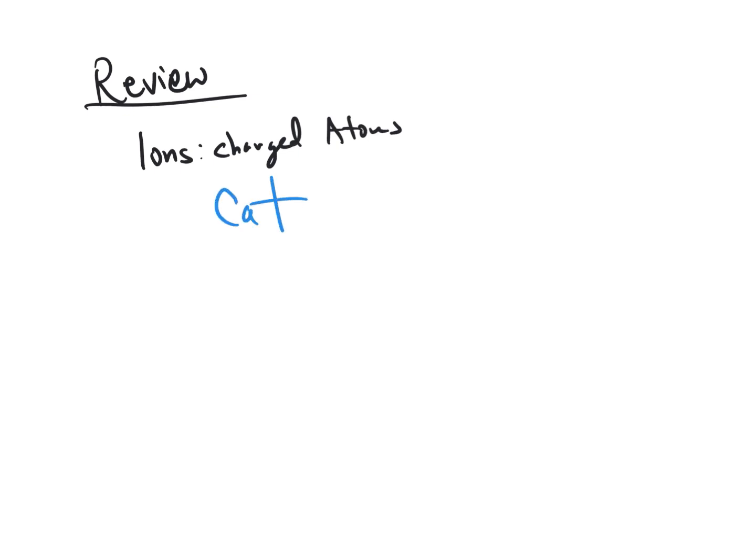Cations has a plus in it, right? Did I show you that? So cations have a positive in it. It's the T. So this is the positive ion. And the anions don't. And that's the negative. Are we good? Okay.